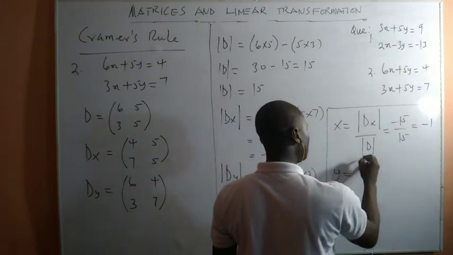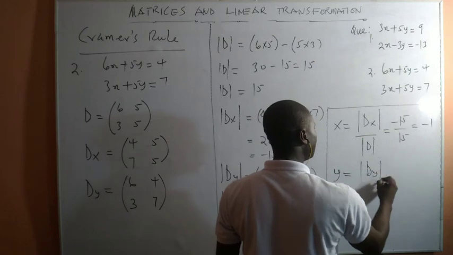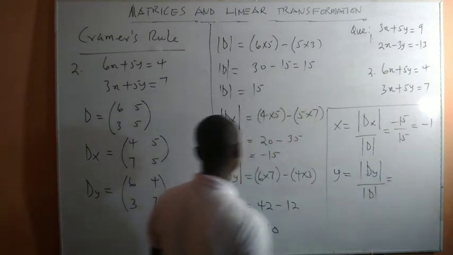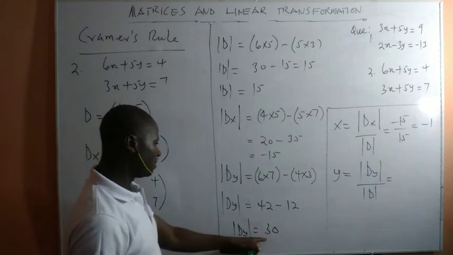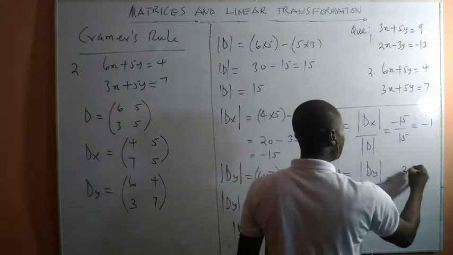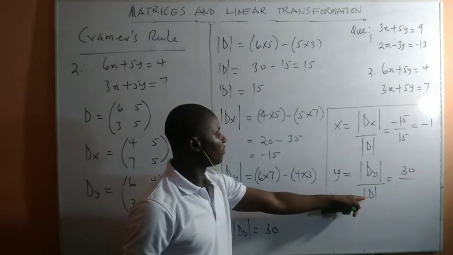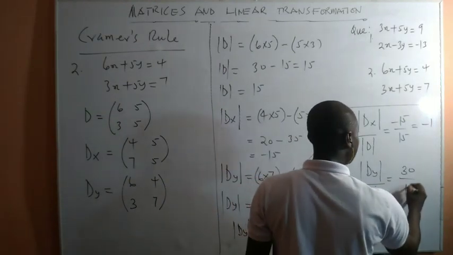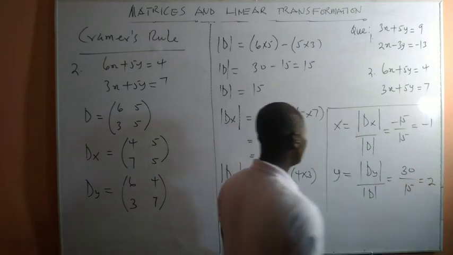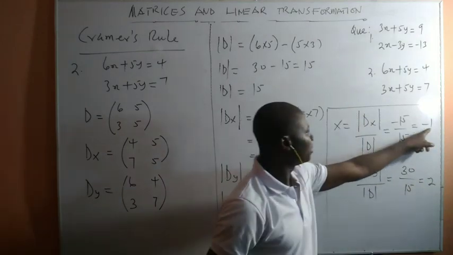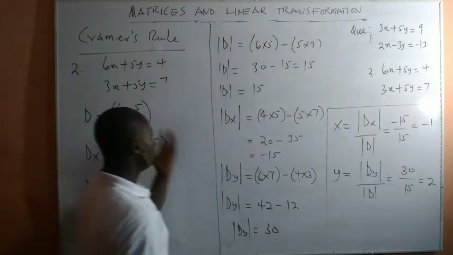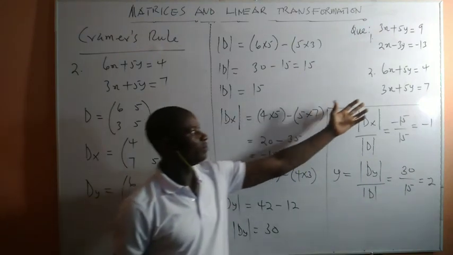Then Y will be equal to the determinant of the Y matrix divided by the determinant of the coefficient matrix. The determinant of the Y matrix we had was 30, so we have 30 divided by 15, and the answer is 2. So here we have X equal to minus 1 and Y equal to 2. That is how we use Cramer's rule to solve a system of linear equations.